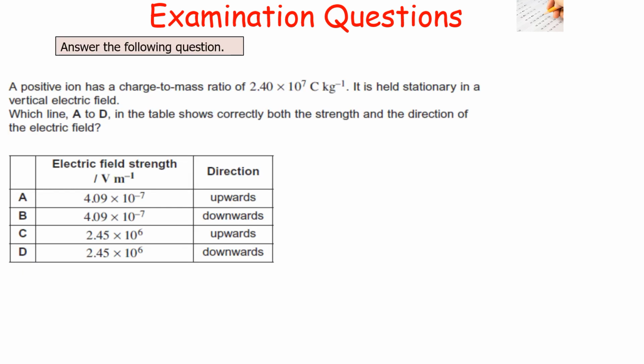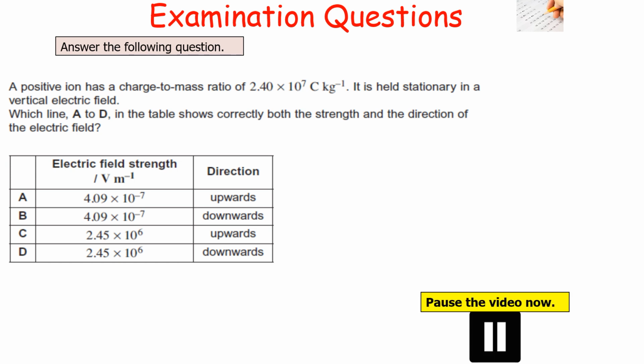The next question says, a positive ion has a charge to mass ratio of 2.4 times 10 to the 7 coulombs per kilogram. It is held stationary in a vertical electrical field. Which line, A to D, in the table shows correctly both the strength and the direction of the electrical field? So pause the video now, then unpause the video when you want to go through your answer.